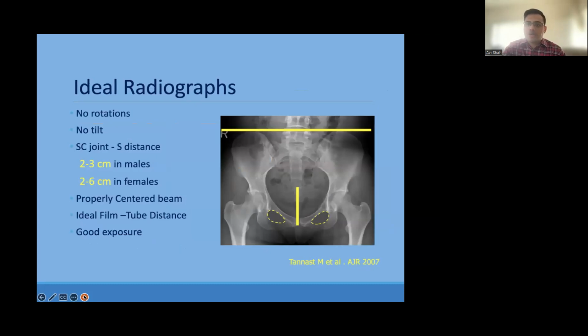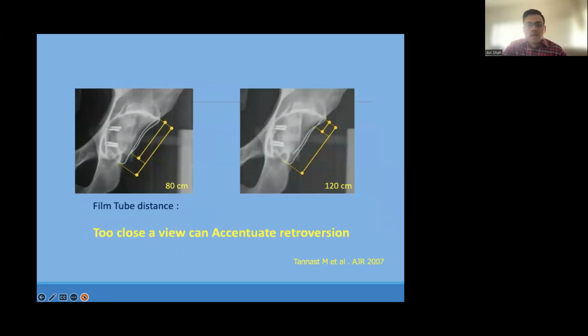So an ideal radiograph should have no rotation and no tilt. The sacrococcygeal joint to the symphysis pubis distance should be around 2 to 3 centimeters in males and 2 to 6 centimeters in females. That is, we do not want any inlet or outlet views. It should be a properly centered beam, with an ideal film tube distance and good exposure. A few recent articles and textbooks have shown the importance of film tube distance, and they say a view that is too close can accentuate the retroversion.